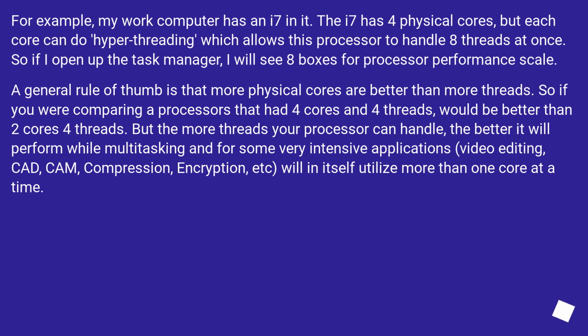A general rule of thumb is that more physical cores are better than more threads. So if you were comparing processors, one with 4 cores and 4 threads would be better than one with 2 cores, 4 threads. But the more threads your processor can handle, the better it will perform while multitasking, and some very intensive applications, video editing, CAD, CAM, compression, encryption, etc., will in themselves utilize more than one core at a time.